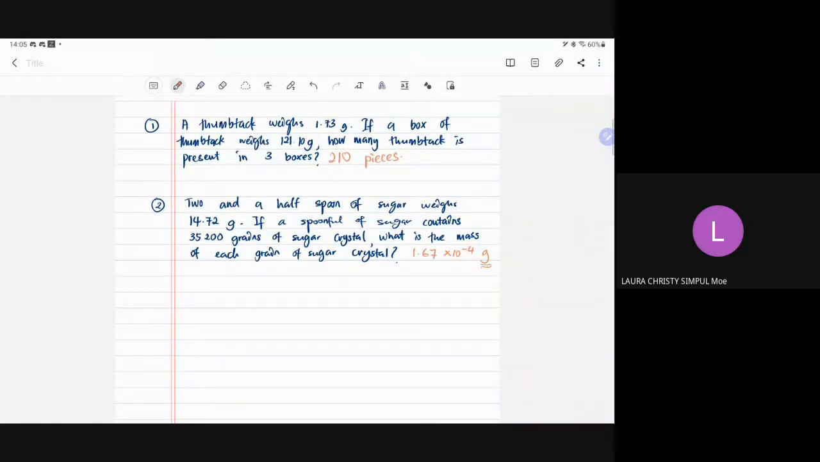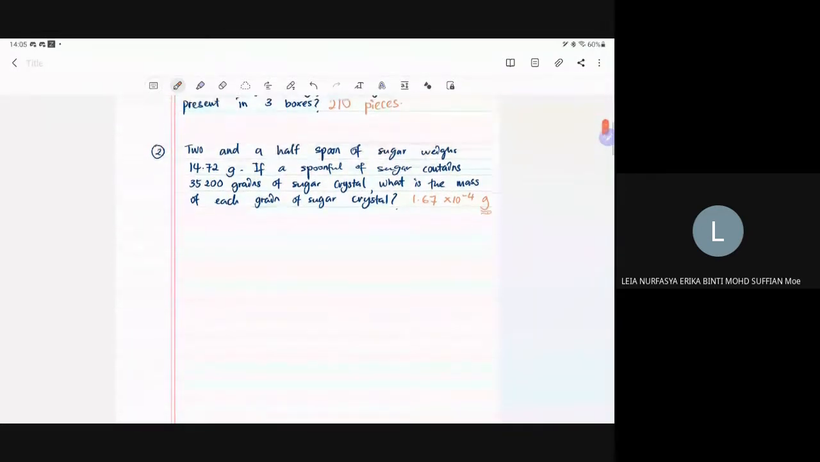So now, sebelum saya discuss ni, ada tak yang tak dapat jawab? Is there anyone yang tak dapat jawapan ini? 210 pieces and 1.67 times 10 to the minus 4. Ada tak yang tak boleh jawab? Sir, nombor 1 dapat. Nombor 2 saya yang dah dapat. Okay, nombor 2 tak dapat. Okay, I'll discuss soalan nombor 2 sajalah.